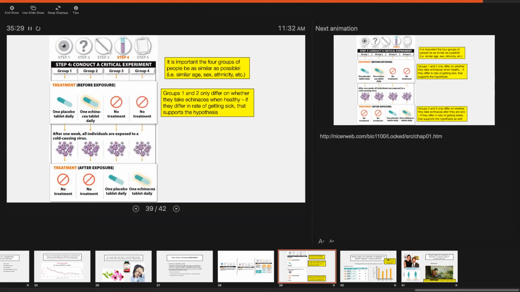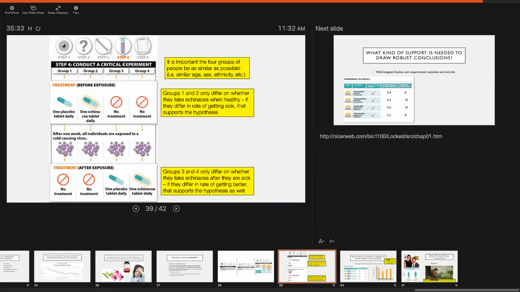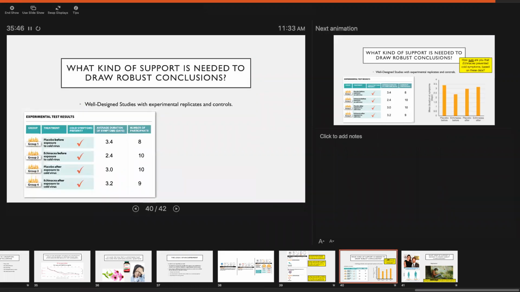Groups 3 and 4 differ in whether they take echinacea after they've been exposed. If they differ in their rate of getting better, then that supports our hypothesis as well. But you can see how these are totally different treatments. These are different groups. So we need 4 groups to test our hypothesis properly.